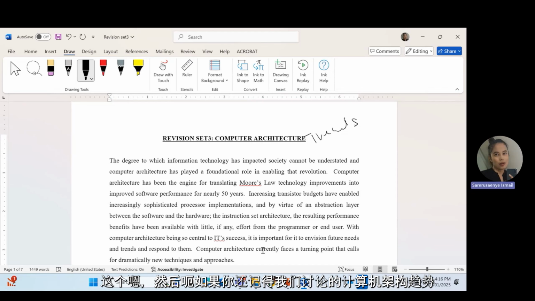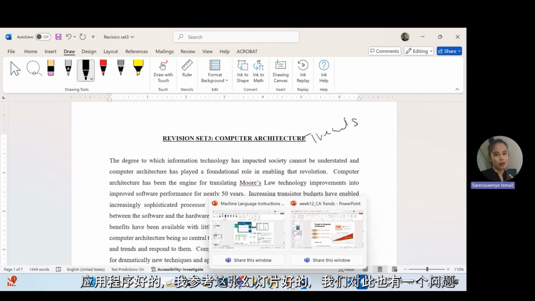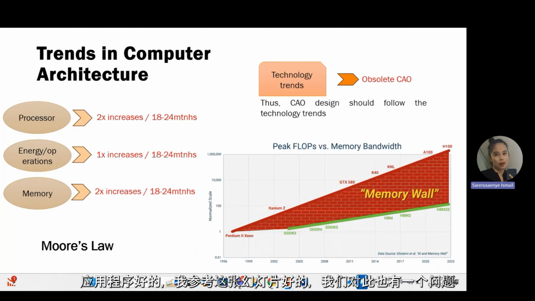And if you still remember, for these computer architecture trends, we talk about the current technology. So the current technology is basically following the trends of the applications. Okay, I refer to this slide. We have a question about this too. When we talk about the trend, it is how the evolution of computer architecture follows computer technology.